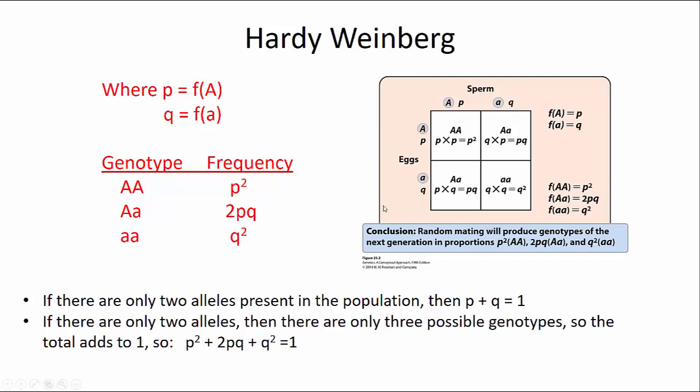Also, if you define the genotypes based on P and Q, so P squared, 2PQ, and Q squared, then all of the individuals in that population will fall into one of those three groups, and P squared plus 2PQ plus Q squared should equal 1 as well. The frequency of all of the genotypes will add up to 1.